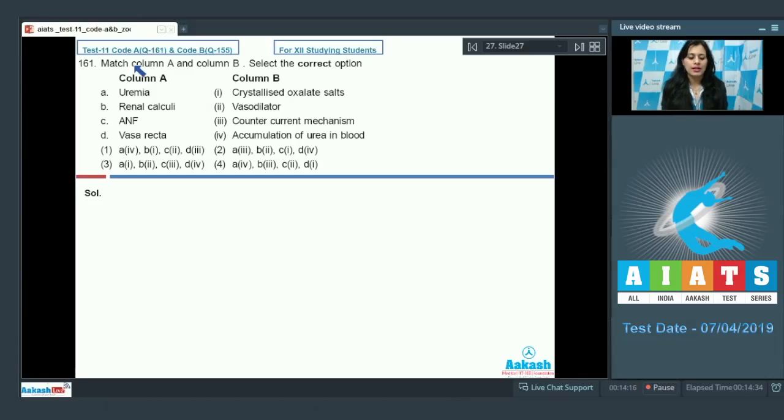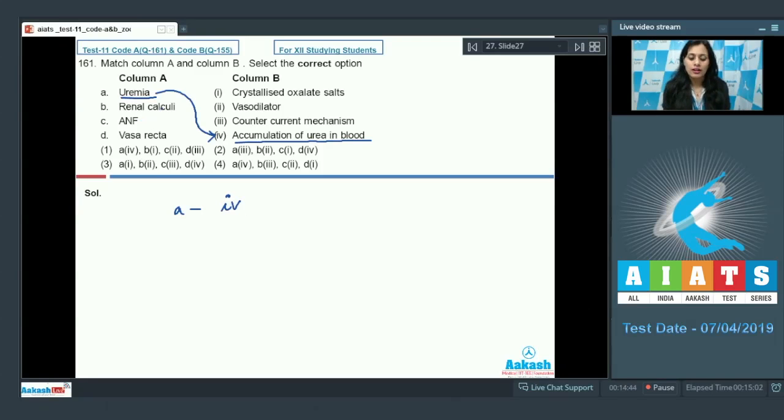Question number 161. Match column A and column B. Select the correct option. In column A, the very first option given is uremia, and uremia is a condition which is referred to as accumulation of urea in blood. So A in column A goes with the fourth option in column B, accumulation of urea in blood. So A goes with the fourth option.